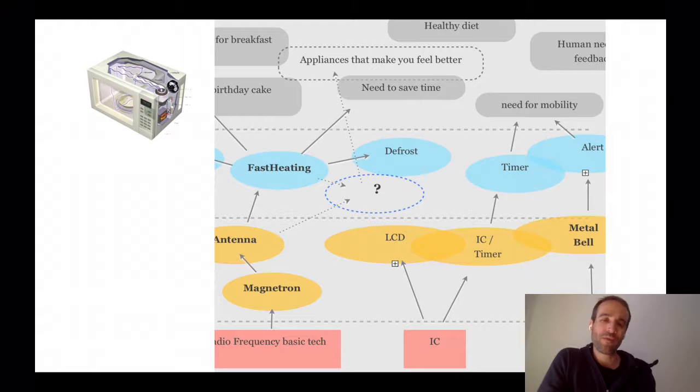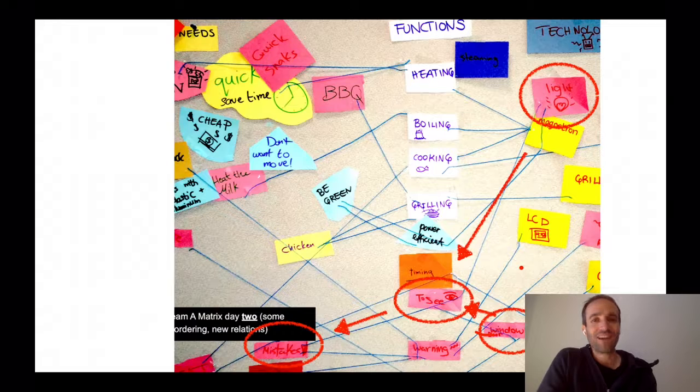So I'm going to show you the outcome of a workshop we did here in my university. And the students plotted on the wall the market needs here. So here's quick, cheap, heat the milk, I don't want to move, be green, right? Barbecue, chicken, right? Functions: heating, boiling, cooking, grilling, power efficient, timing. I need to see the food, right? Warning, right? Needs: check for mistakes. You know, when the milk spills inside the microwave, we need to check. So it's a function.